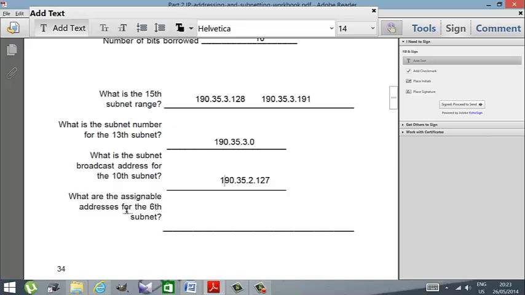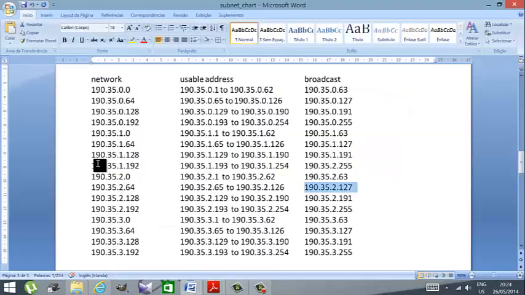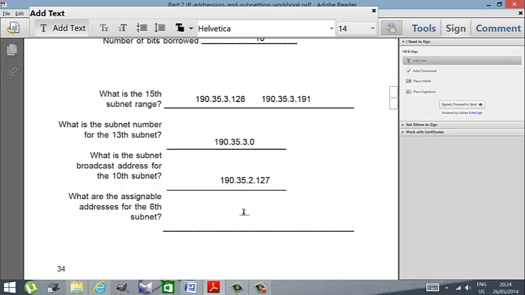What are the assignable addresses for the 6th subnet? So first, second, third, 6th. The usable addresses. Here we have the usable addresses for this network. Now let's compare the answers.